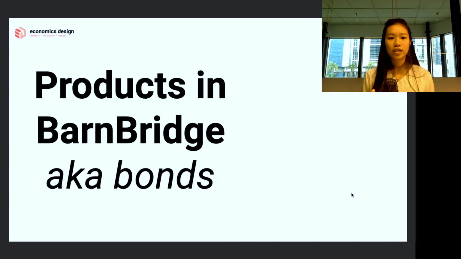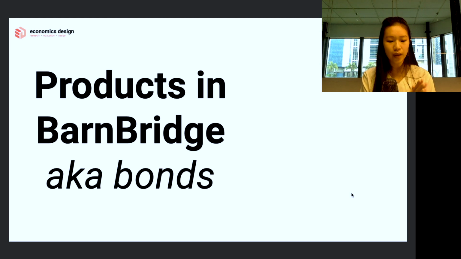Now, let's look deeper into what BarnBridge is. What are bonds? What do you mean by getting different protocols out there and packaging them into a new product that people can buy and sell? That sounds confusing. If you're in finance, you probably are comfortable with that. If you're not in finance, it's a bit strange. So I'll explain that to you.